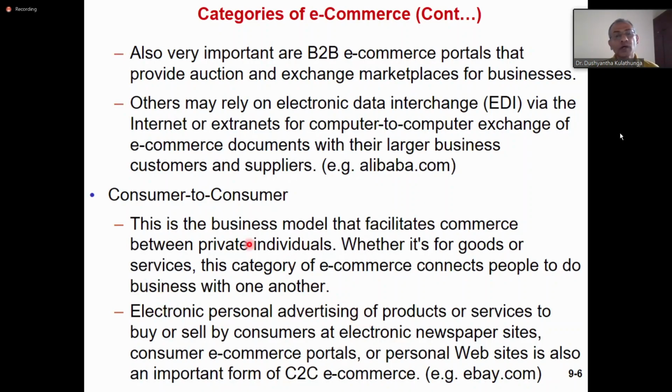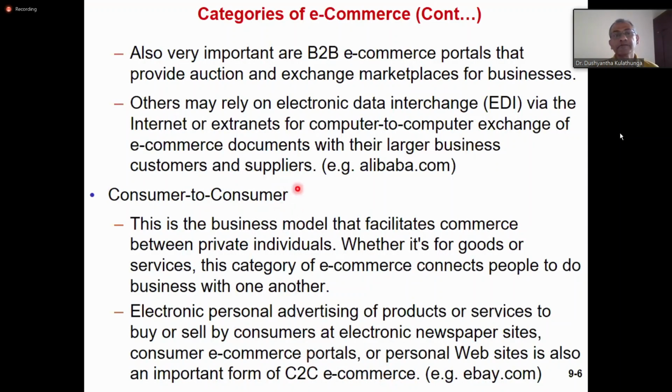Electronic personal advertising. So how can we do these transactions between consumers? Electronic personal advertising of products or services to buy or sell by consumers at electronic newspaper sites, consumer e-commerce portals, or personal websites is also an important form of C2C e-commerce.